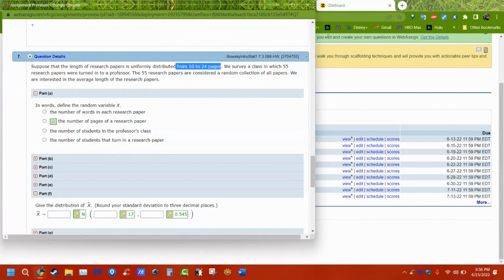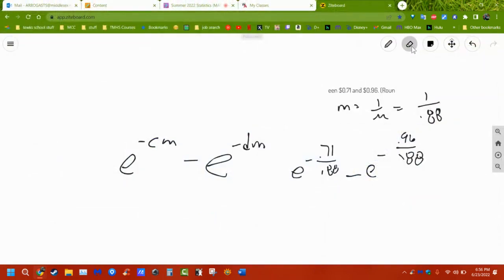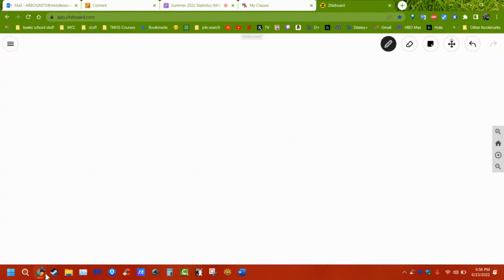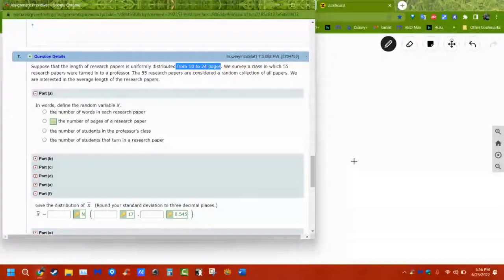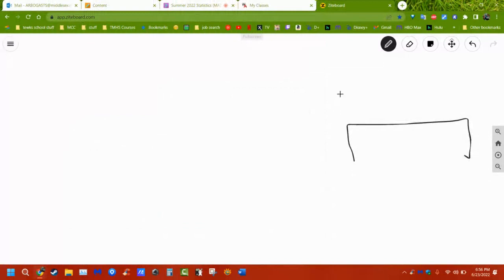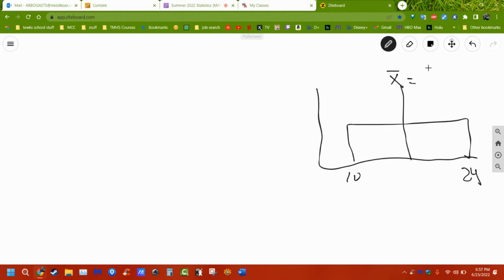Okay. I'm also having problems with number two. Yep, the last one on chapter seven. Okay. So when we have a uniform distribution, we have a box. And I had 10 and 24. So to find the mean, I just take the average of those two numbers. So I get 34 divided by 2, which is 17. That's how you find the mean.